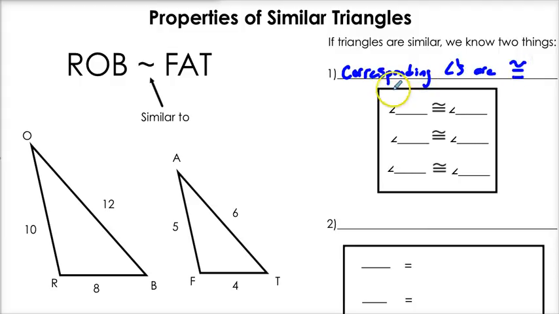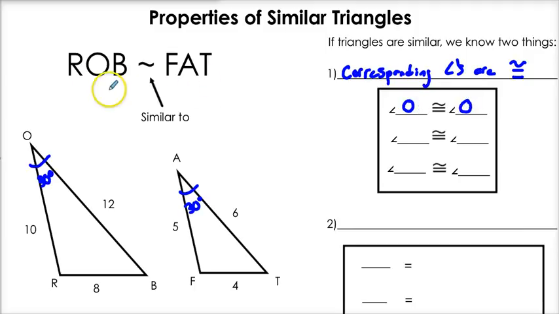I want to say this is the third time I've recorded this video because I keep spelling corresponding wrong. Man. So we know all the corresponding angles in these two triangles are congruent. For example, since O and A correspond, then we know that they are congruent in both triangles. If this was, let's say, 30 degrees, this would also be a 30-degree angle. So angle O is congruent to angle A.